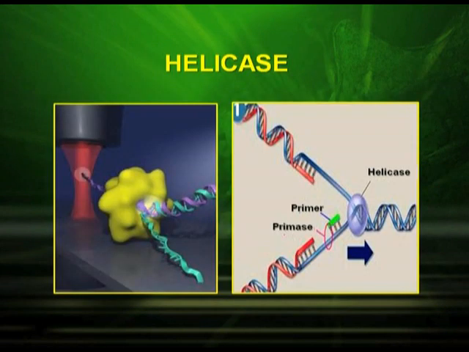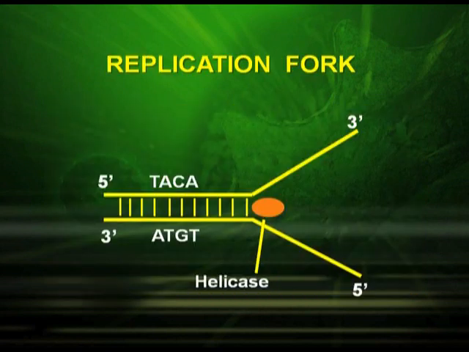Now, here you can see the helicase enzyme. How does it work? The helicase enzyme binds to the two DNA strands and it helps in the formation of the replication fork. In the following diagram, you can see the replication fork is complete.